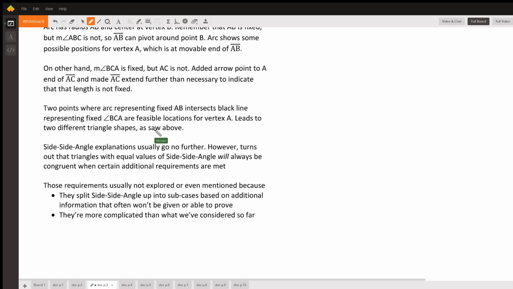Side-side-angle explanations usually go no further, but it turns out that triangles with equal values of side-side-angle will always be congruent when certain additional requirements are met. And so we're going to try to figure out what those requirements are. Usually they're not explored or even mentioned because they split side-side-angle up into subcases based on additional information that you often won't be given or won't be able to prove. They're more complicated than what we've considered so far, but I still think it's interesting, and I hope you will too.